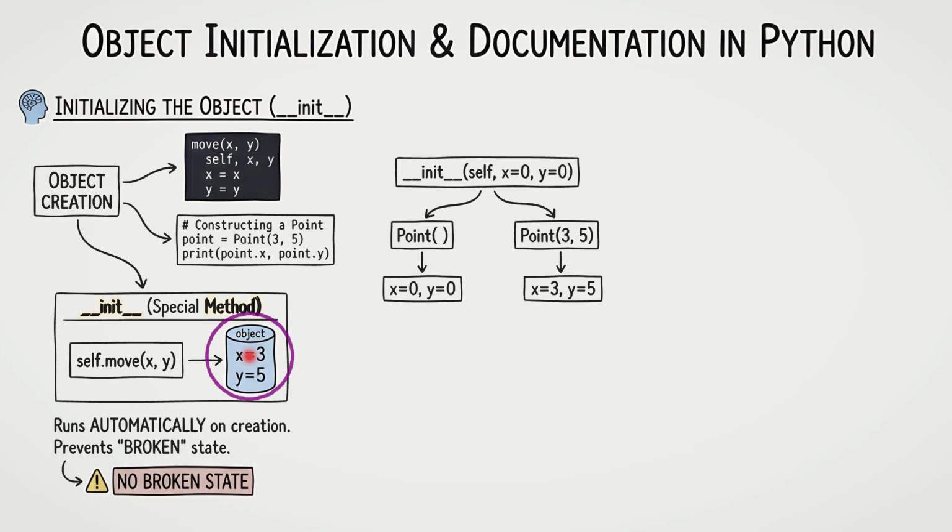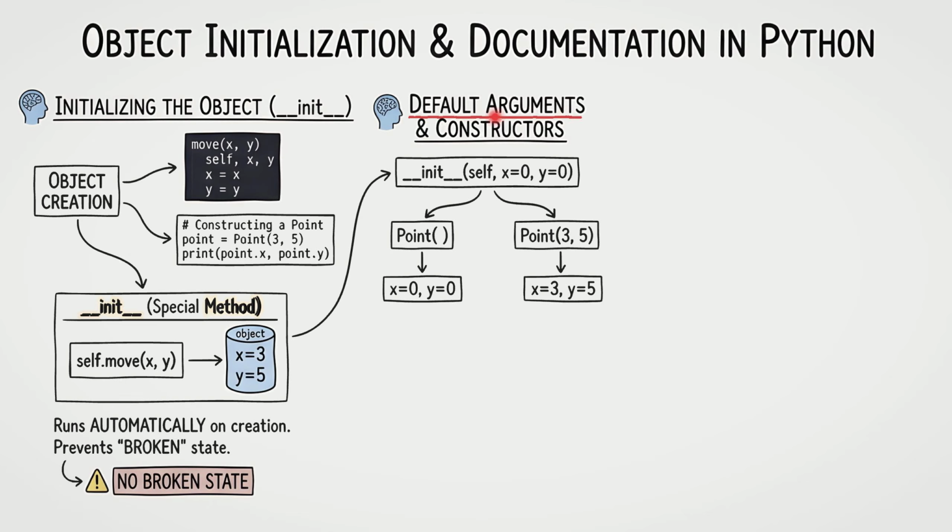But what if we want to make those arguments optional? Let's move over to default arguments. We can use an equal sign right in the parameter list to provide a safety net. Here we have written x equals 0, y equals 0. These are our fallback values. If a user creates a point without passing any numbers, just an empty Point call, Python gracefully falls back to 0, giving us fallback values. On the other hand, if they do provide numbers like 3, 5, Python ignores the defaults and uses those specified values.